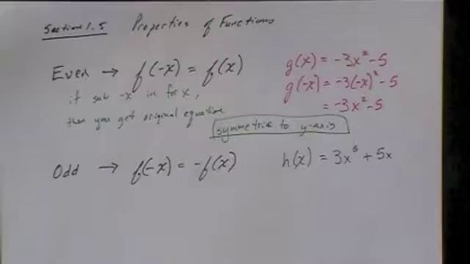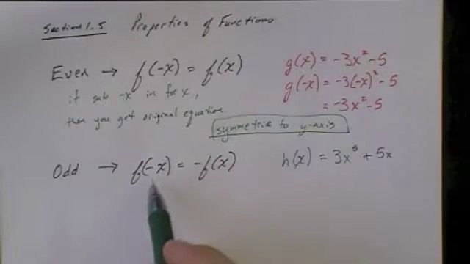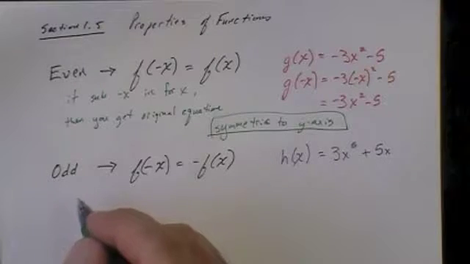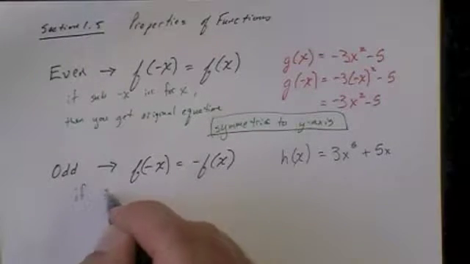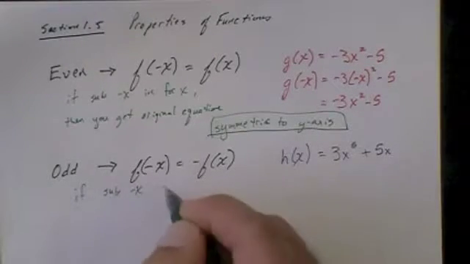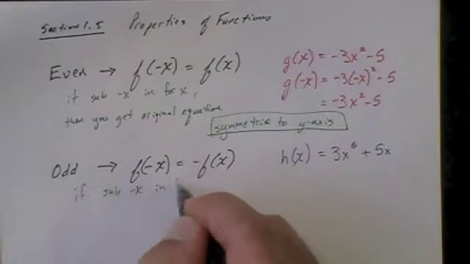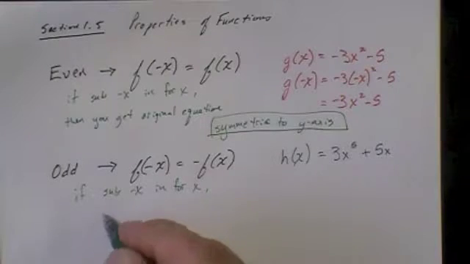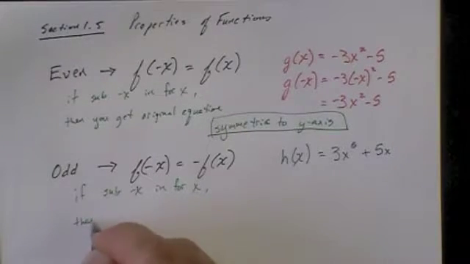Now for an odd function, if we plug in the opposite of x into f of x, we get the opposite of the original. So if we sub the opposite of x in for x, then you get the opposite of the original equation.